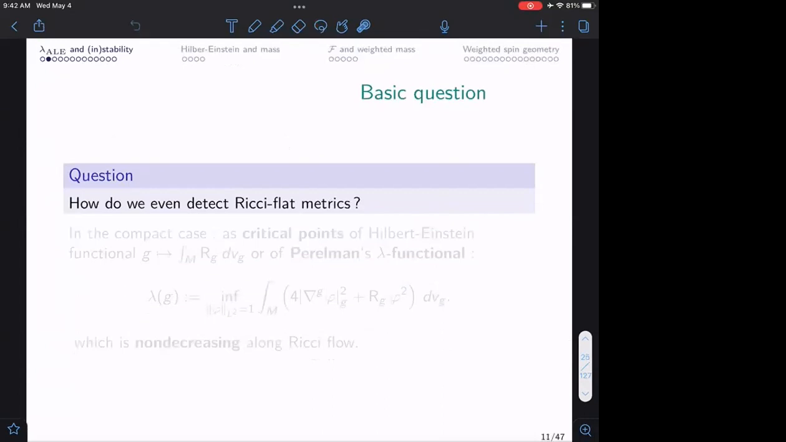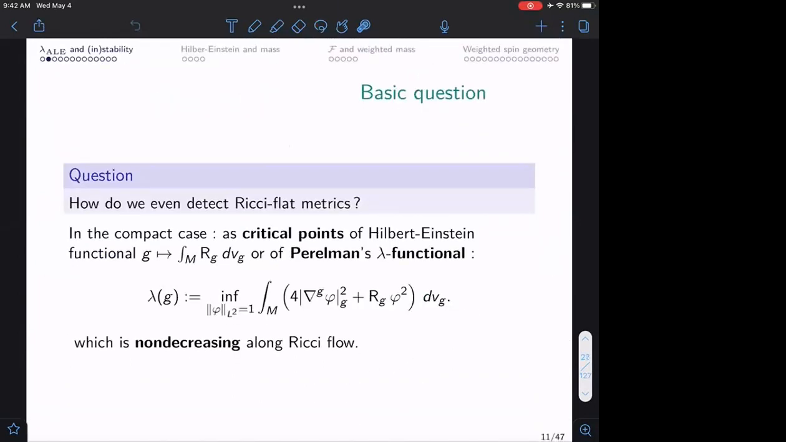Okay, so the basic question was, well, before even talking about stability, how can we detect Ricci-flat metrics? And the way you do it will tell us also how to see when they are stable. So the classical way, which is more than a century old, is to say that Ricci-flat metrics are the critical points of the Hilbert-Einstein functional. Well, they are. But a more modern way to do it is to say that they are critical points of Perelman's lambda functional on compact manifolds. So this functional is obviously very linked to Ricci flow.